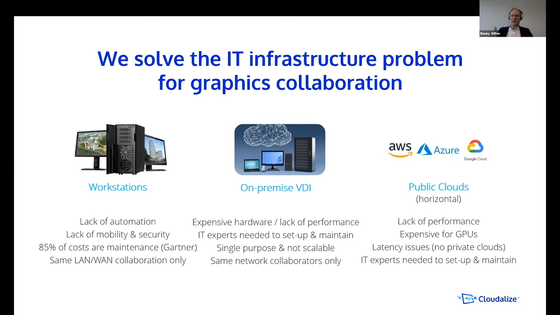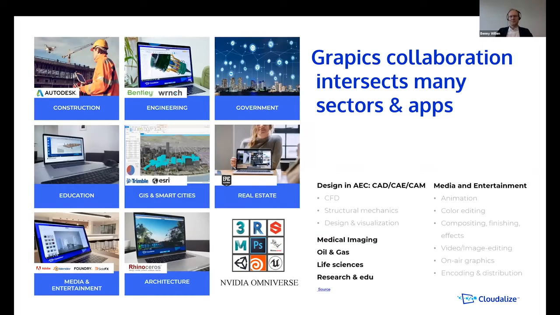And then you have the big public cloud players. They are what we call horizontal clouds, meaning they combine many different use cases on the same hardware, and therefore they have made very plain vanilla choices in hardware. So they end up being very expensive for the kind of GPUs we need here for graphics collaboration, and you still need to build your own platform on top. It's not as performant as a virtual workstation either.